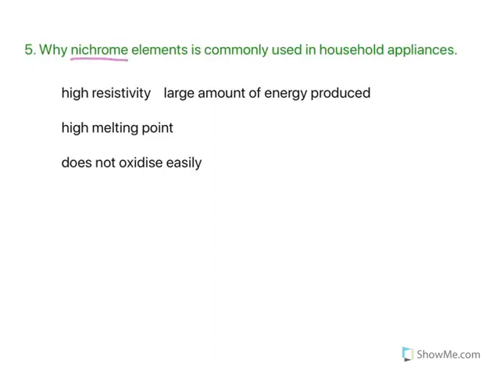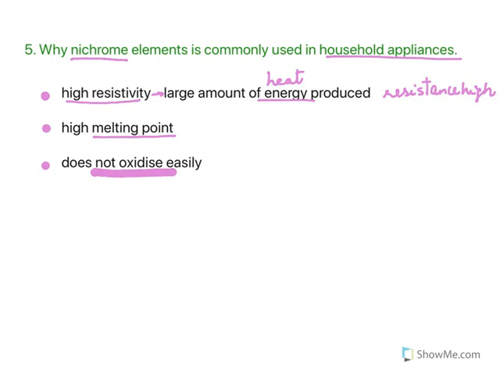Why is nichrome element commonly used in household appliances? The first point is it has high resistivity, and because it has high resistivity, it produces a large amount of energy, or heat in this case. The resistance also is high. The second point is it has a high melting point. So it doesn't melt easily, because the temperatures reach very high in the oven or in the geyser, but it does not melt easily because it has a high melting point. And the last is it does not oxidize easily at this high temperature.